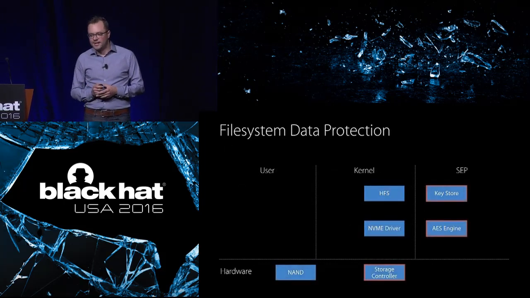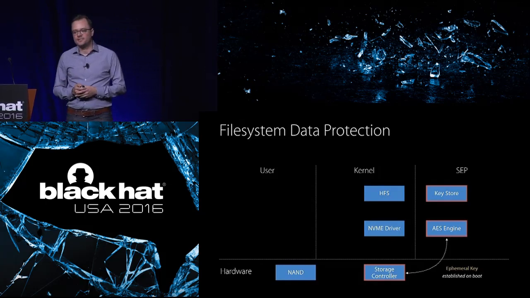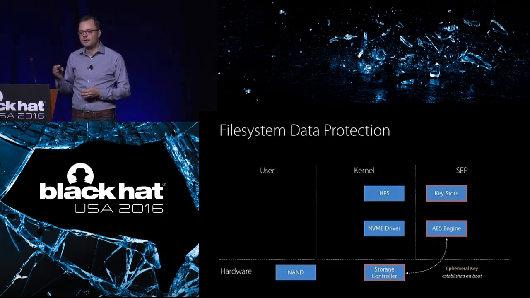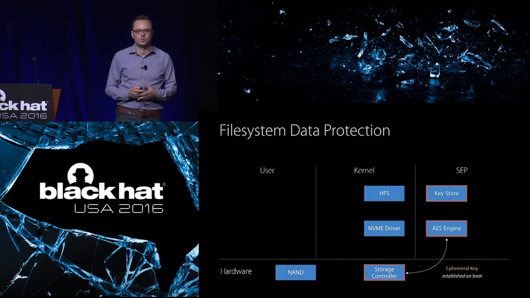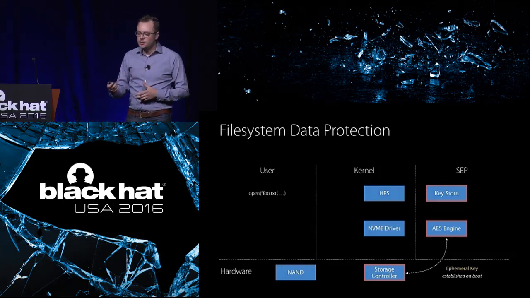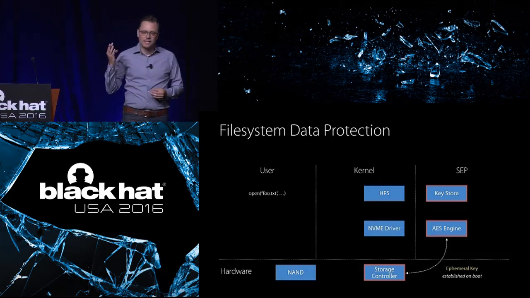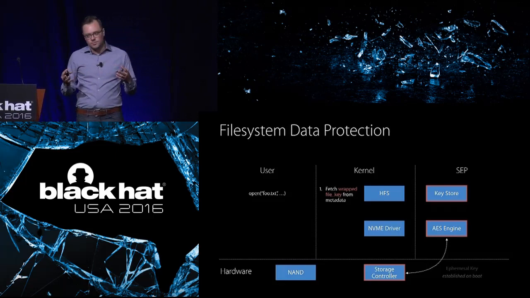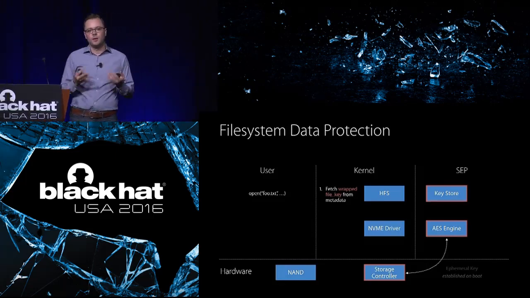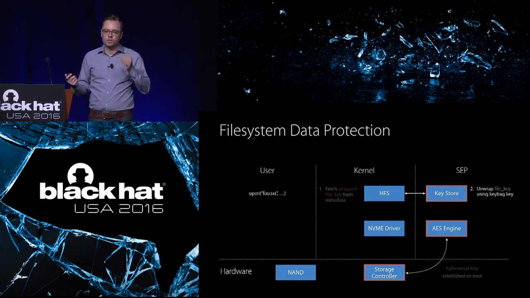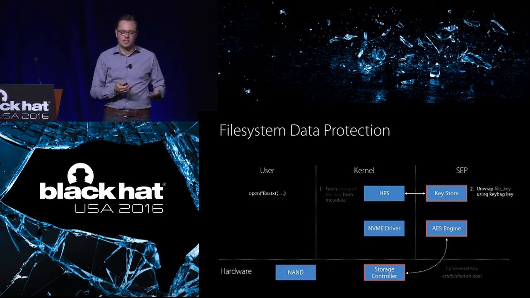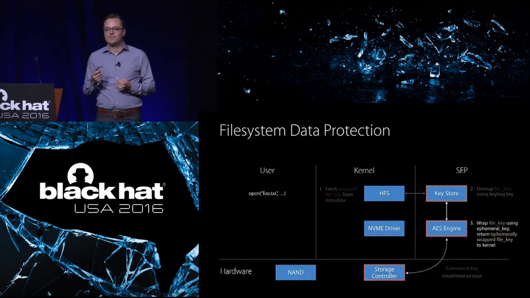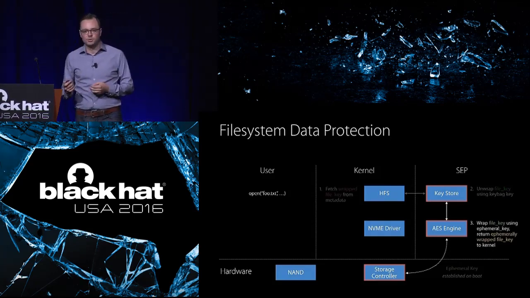At boot of the device, the AES engine in the SEP generates an ephemeral key and through a secure out-of-band channel sends it to the storage controller. This is the NAND controller for the unit. Then later, when the device is running and you attempt to open a file, the kernel will fetch the wrapped file key from the metadata and send it over to the SEP, which will use the user key bag key to unwrap it, and then it'll rewrap it to that ephemeral key that was chosen at boot.